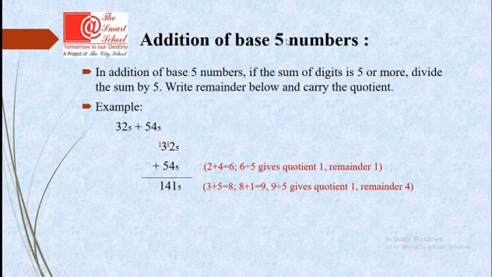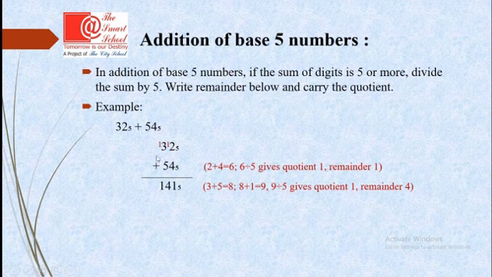Now addition of base 5 numbers. In addition of base 5 numbers, if the sum of digits is 5 or more, divide the sum by 5, write the remainder below and carry the quotient. Example is 32 base 5 plus 54 base 5.